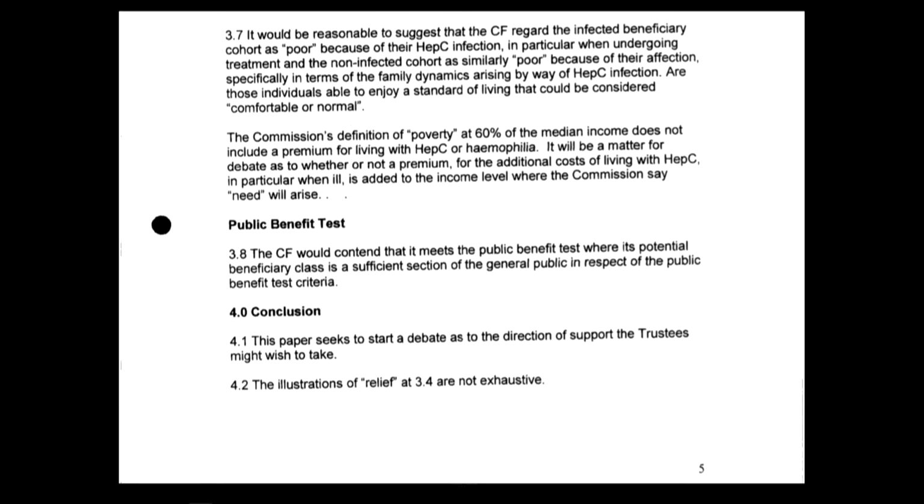The Commission's definition of poverty at 60% of the median income does not include a premium of living with Hep C or haemophilia. It will be a matter for debate as to whether or not a premium for the additional cost of living with Hep C, in particular when ill, is added to the income level where the Commission say need will arise. And then at the bottom of that paper it says, conclusion, this paper seeks to start a debate as to the direction of support the trustees may wish to take.